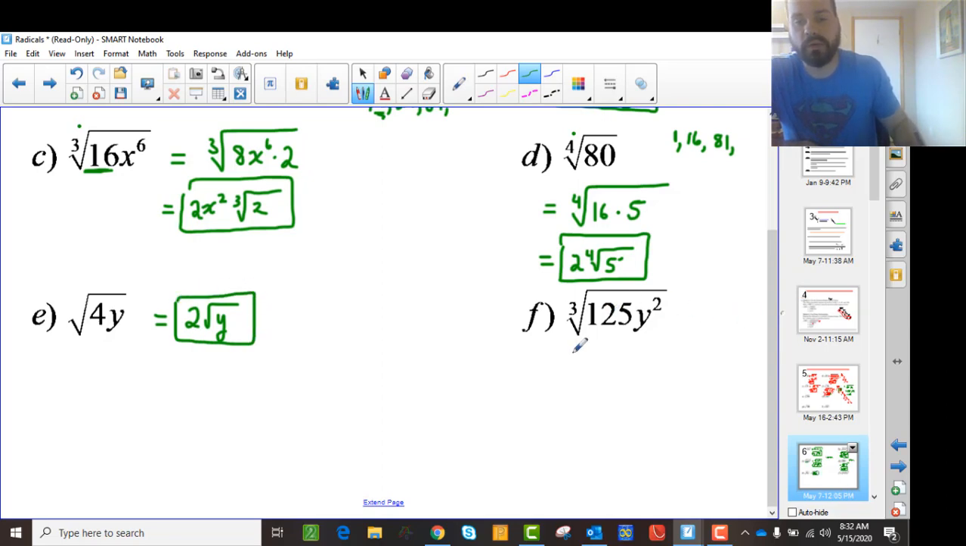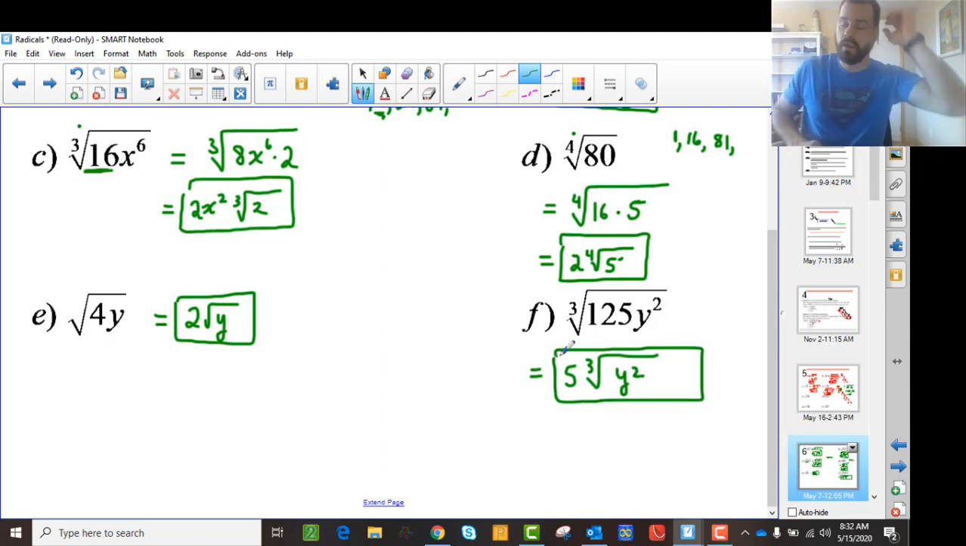And then here, again, we're doing a cube root. So the cube root of 125 is 5. 5 cubed is 125, and then we just have the cube root of y squared. So there's our answer, okay? And that's it. So that's how you work from entire radicals to mixed radicals.